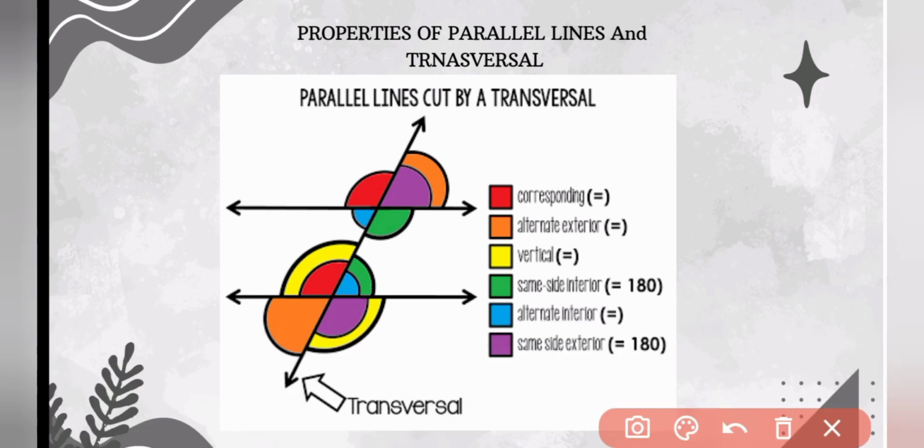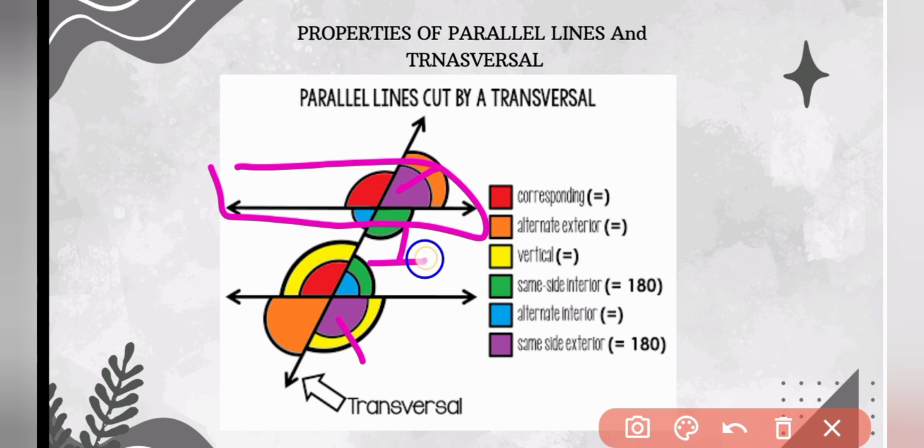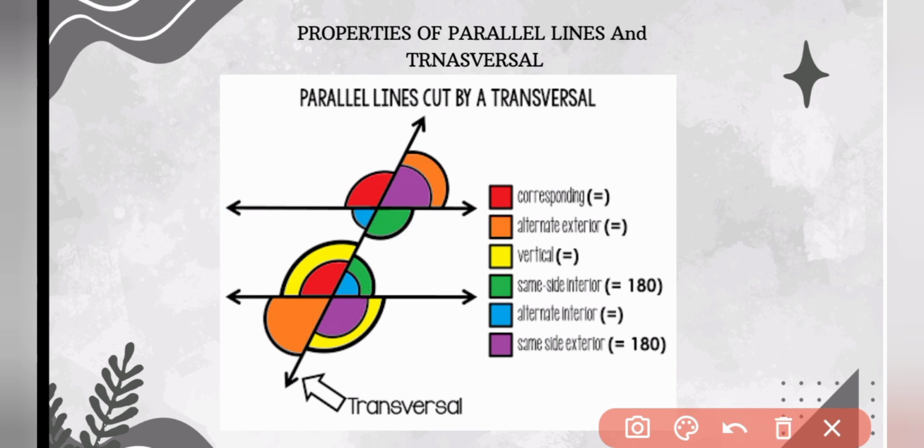Then we have same side exterior angles which equal 180 degrees. So we have these angles which are equal to 180 degrees. How? I have already told you, when you place this whole thing here, then you will get that this is a line which is the transversal, and you are placing a line here, placing a ray here, and this sum will be 180 degrees.